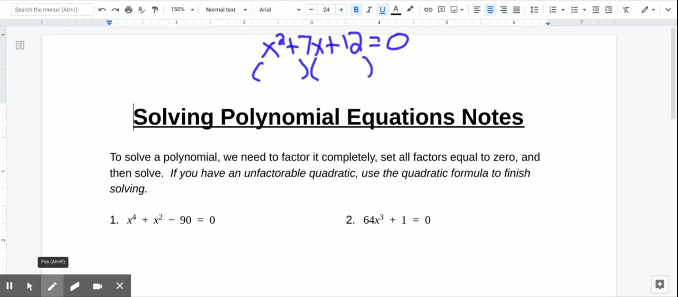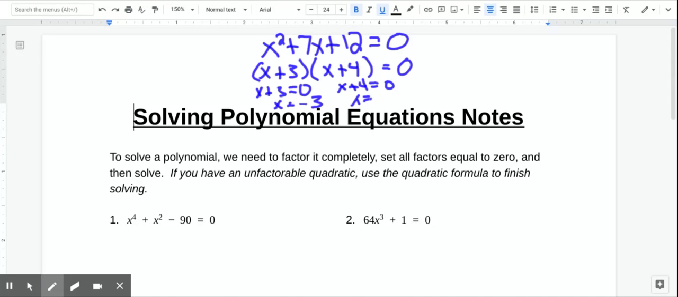So this factors into, let's see, they're both plus. Factors of 12 that add up to 7 are 3 and 4. So we factored it, and then we set them each equal to 0. Either x plus 3 equals 0 or x plus 4 equals 0. Then we subtract from both sides and get x equals negative 3 and x equals negative 4.